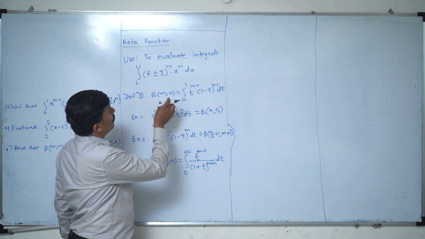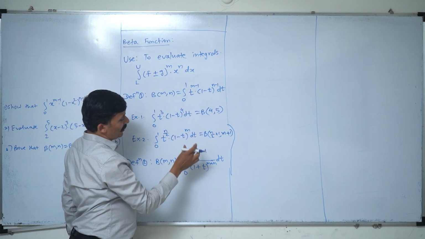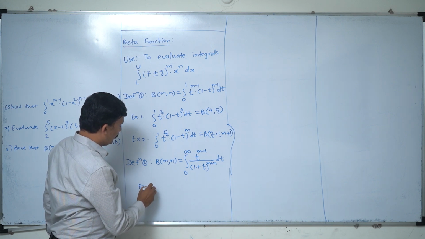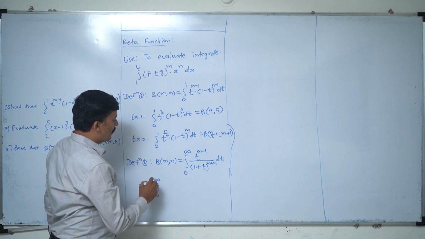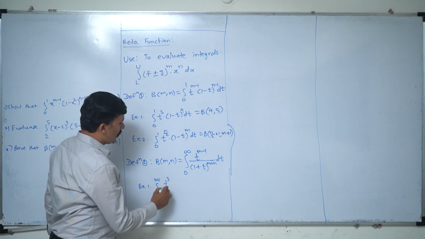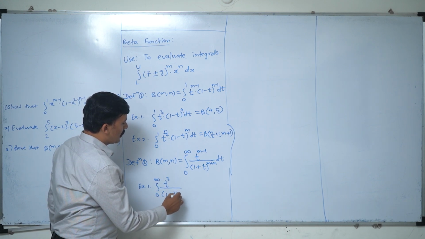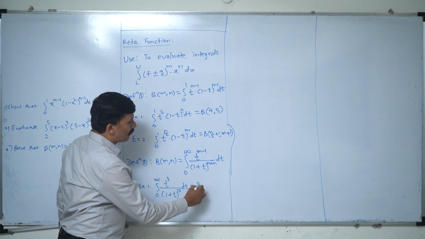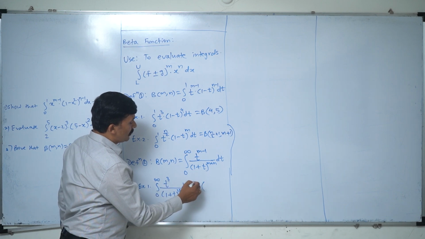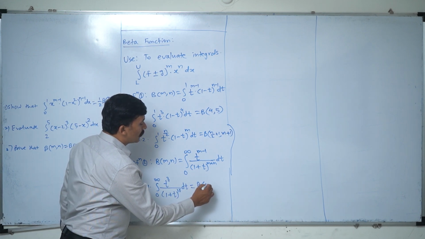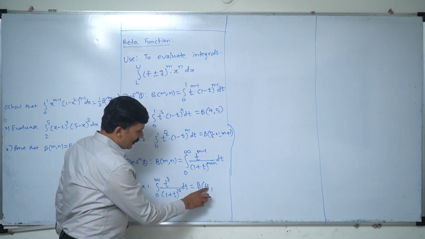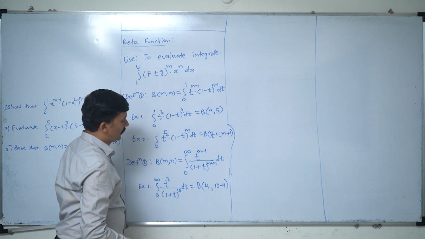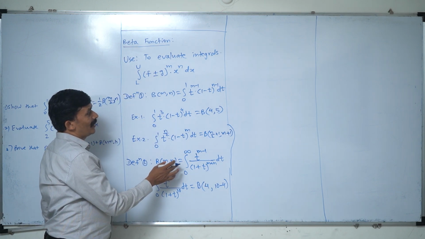So the bracket with minus sign is in the numerator, and the bracket with plus sign should be in the denominator. For example, 0 to infinity, t raised to 3 upon 1 plus t raised to 10 dt. Then you can write this in terms of beta. Add 1 to the power in the numerator, so then we get 4. Subtract that number from the power of the denominator, so 10 minus 4. So this is the second definition of beta function.